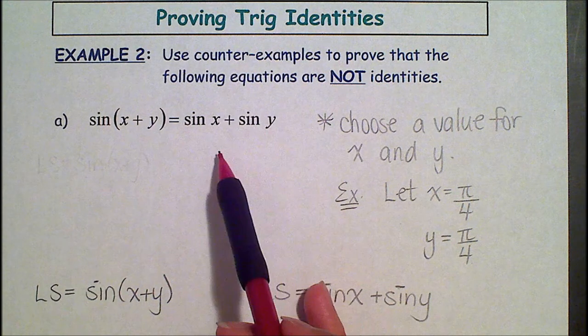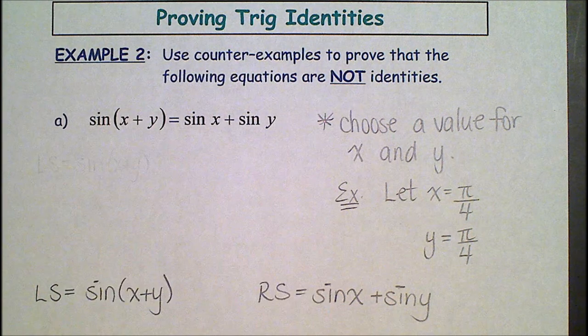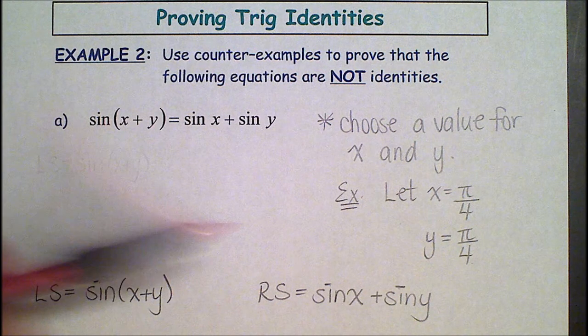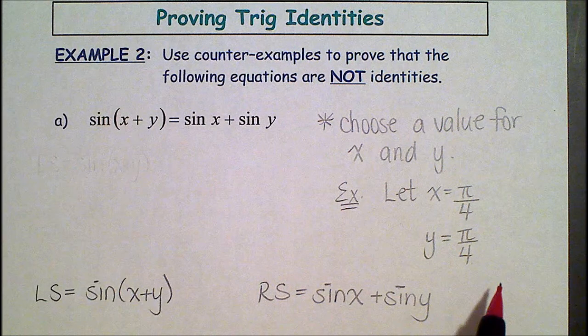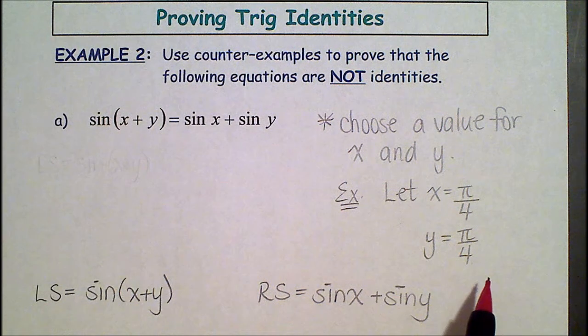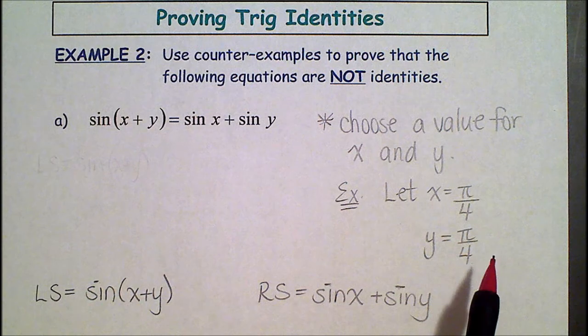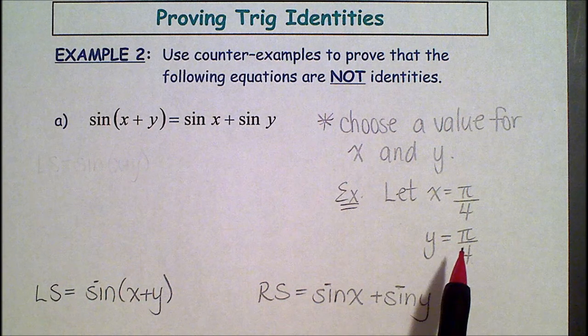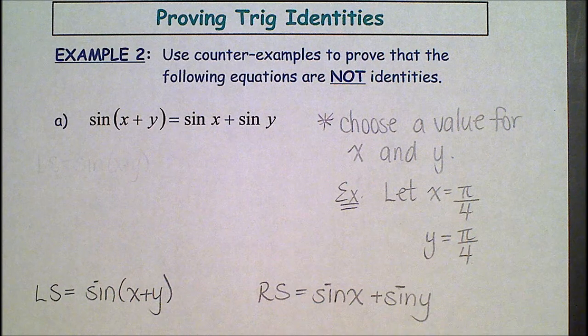So I just chose a value of x and y, and the values of x and y that I chose are pi over 4 and pi over 4. Those are relatively easy. You could have used pi over 3 or pi over 6 for either one of them, or you could use different ones too, so you could have used pi over 3 and pi over 6. It doesn't really matter. So I just used pi over 4 because I thought that was easiest. You could have also used pi, or you could have used 2 pi.